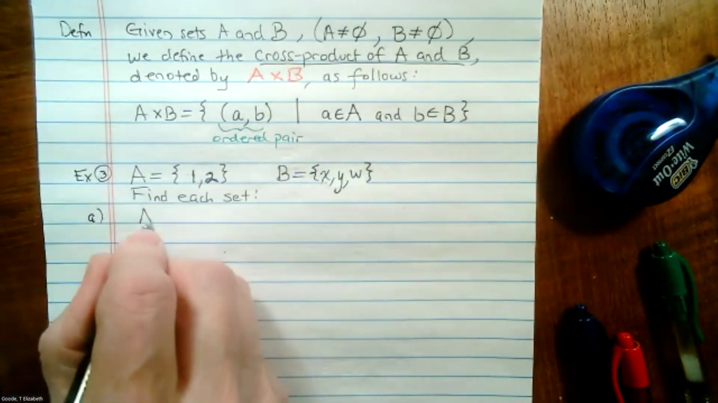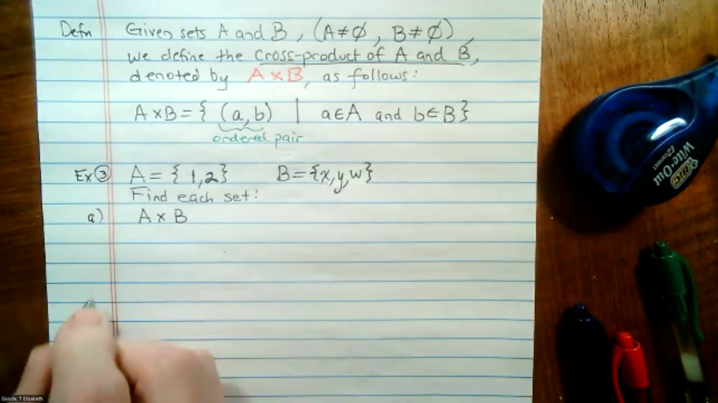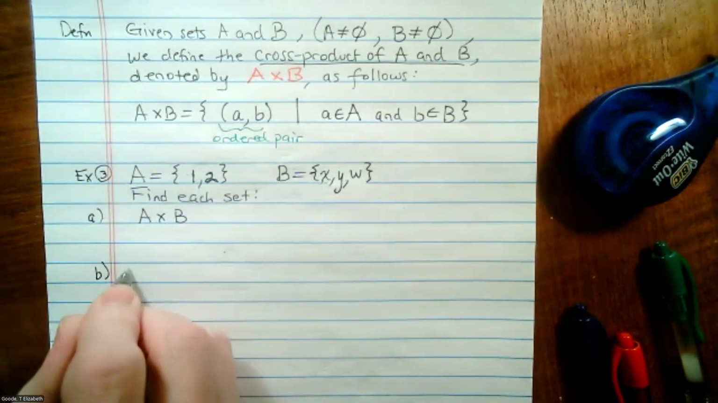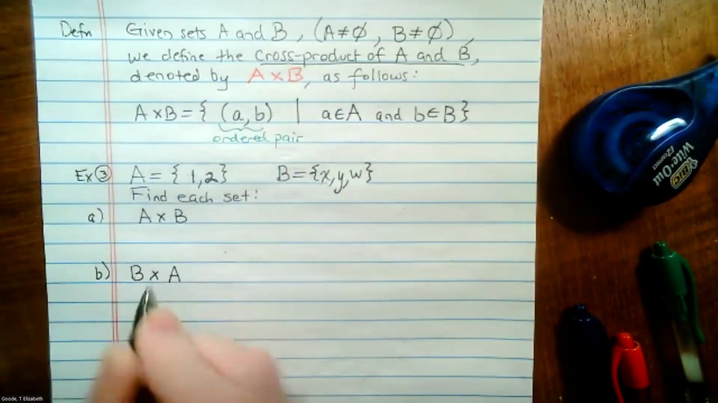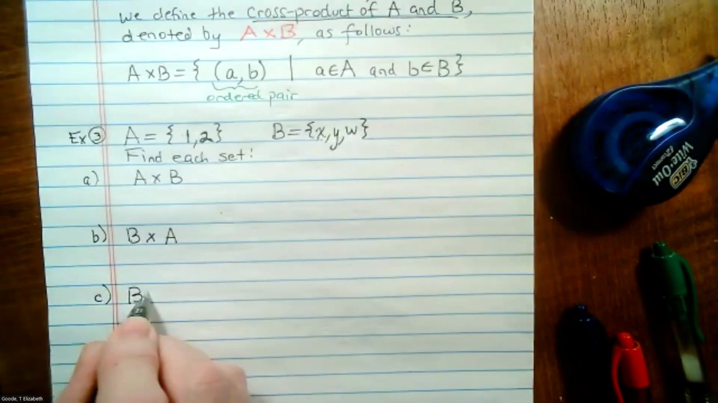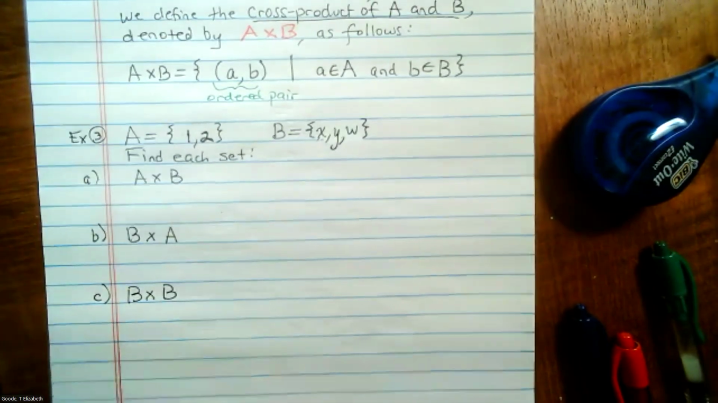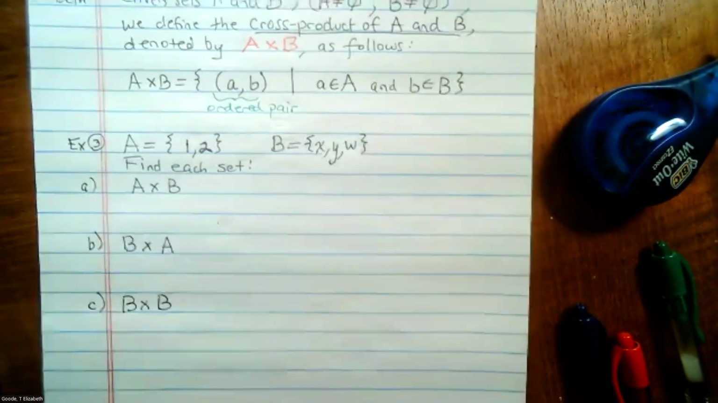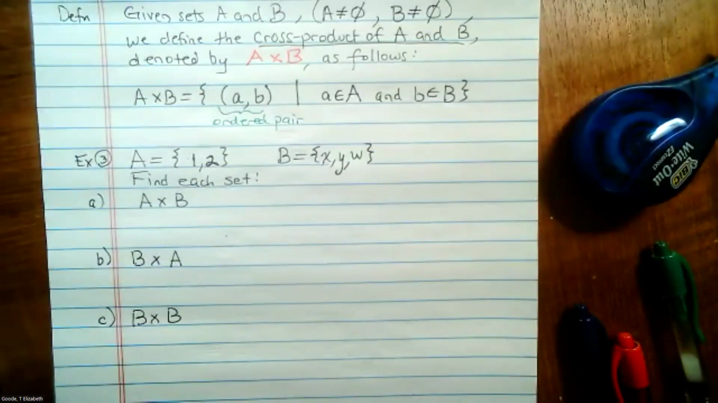We can say, let's find A cross B. But then we can turn around and say, let's find B cross A. And then we can turn around and say, okay, that's fun, let's find B cross B. So let's practice that first. And then once we understand the cross product, it makes sense for us to try to work that problem. Okay, you with me? Yes.